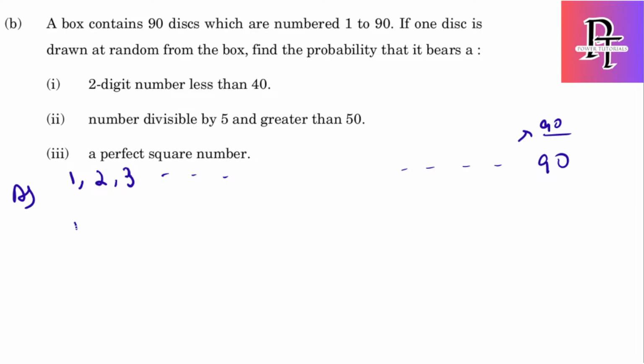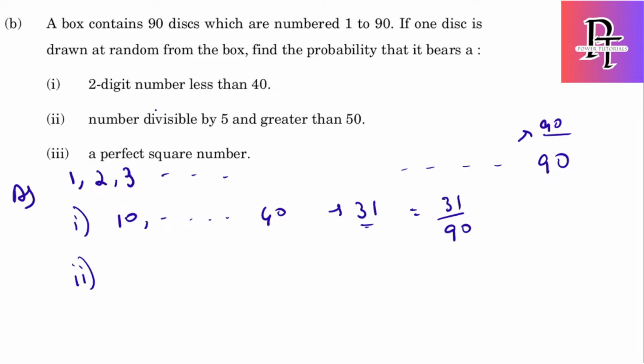Okay, let's solve the questions. First one, a 2-digit number less than 40. So we have to consider numbers starting from 10 till 39. Simply from 10 to 40 is 30 plus 1, so the total is 31. Or else I can say from 1 to 40 there are 40 numbers, and I have to remove the single-digit numbers, which are 9. So 40 minus 9 is 31. So the probability for the first one is 31 by 90.